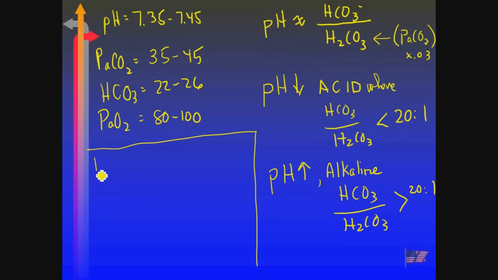Let's say my ratio is 18. The amount of bicarbonate to the amount of carbonic acid is equal to 18, the ratio, 18 to 1. First of all, what is that? Acid or alkaline? It's an acidic condition. Okay. How, given this ratio, can I make the number smaller than 20?